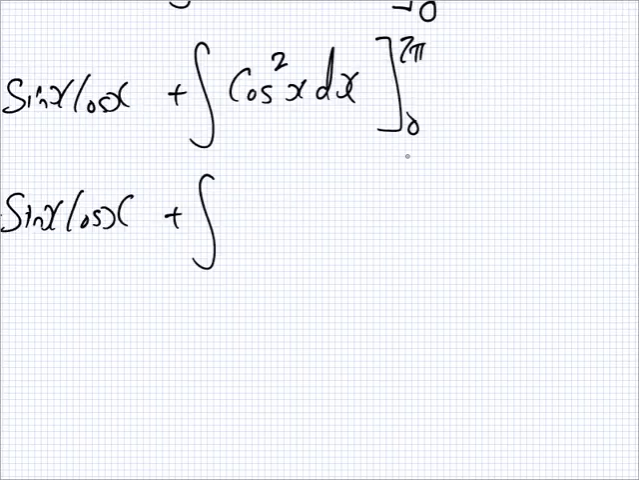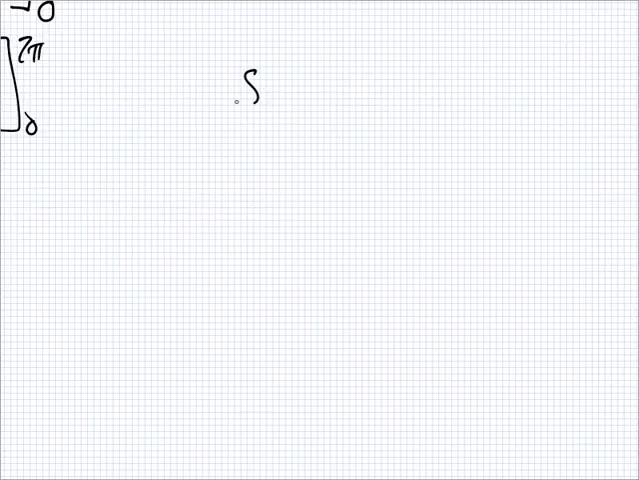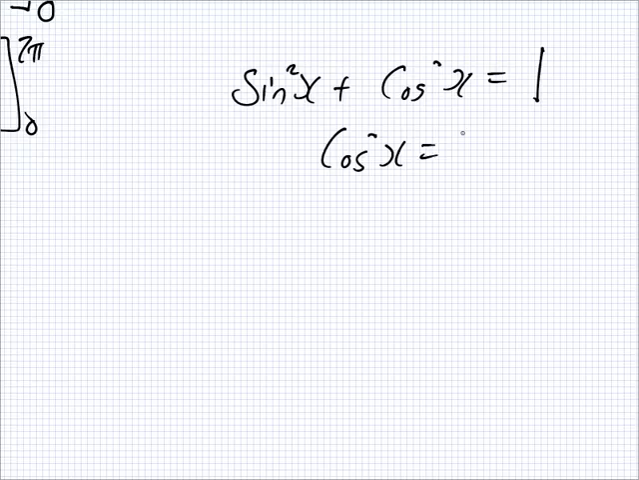Not quite that. Do you remember this from semester 1? Sine squared x plus cos squared x equals 1. So what does cos squared x equal? 1 minus sine squared x. So that's what I'll use now.